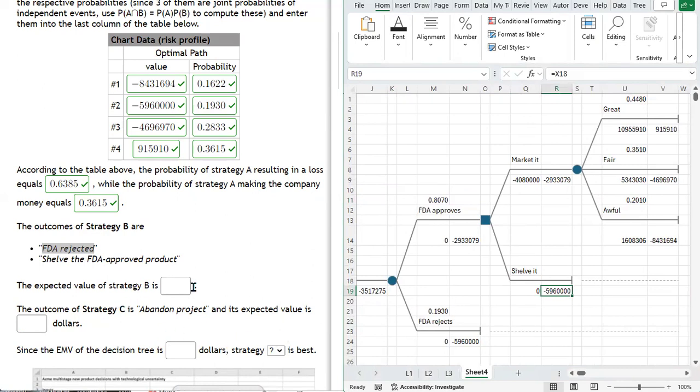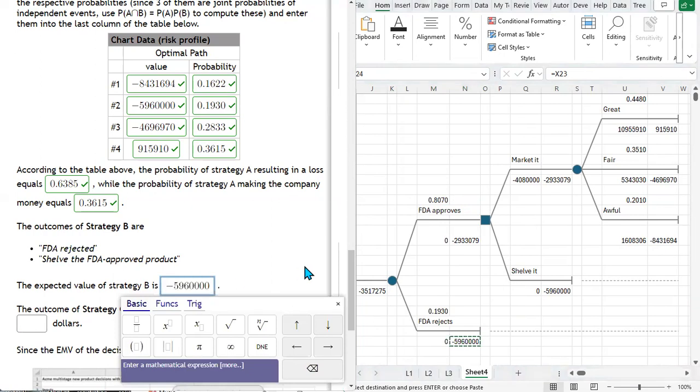To calculate the expected value of strategy B, we have to multiply this times that, and we have to add that product to this product. Now, notice when we multiply this by that, and we multiply this by that, we can factor out this number here, and we end up adding those two together, and we get 1. So the expected value here of strategy B is a negative 5.96 million.